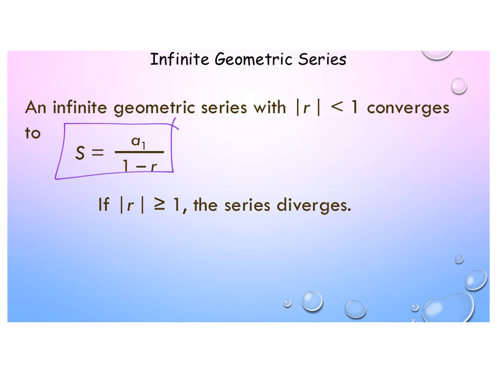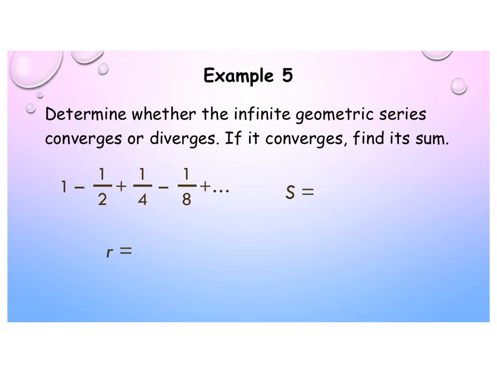Just go back real quick. Okay, so determine whether the infinite geometric series converges. You do that by finding r. So r is -1/2 over 1. It's always any term over the term before. Well, that's just -1/2. So with that r, yes, this converges. I can find a sum.